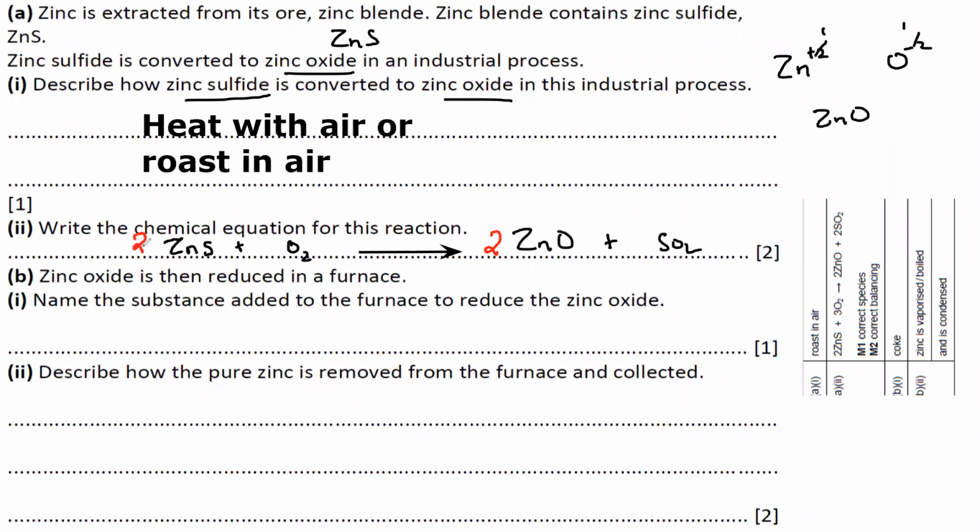But when we put 2, zinc is balanced, sulfur is not balanced. Sulfur is 2 on the left hand side, so sulfur should be 2 on the right hand side, so we put 2, and sulfur is also balanced. And what about oxygen? 2 multiplied by 2 is 4, plus 2 is 6. So we need 6 oxygen on the left hand side, so we put 3, and oxygen is also balanced.